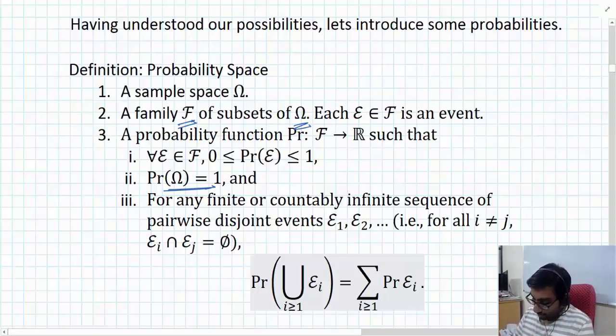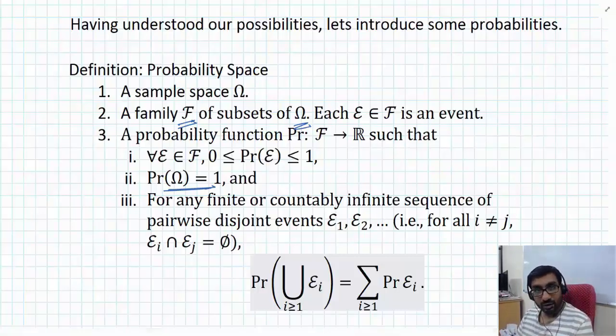So now if we have such a probability function defined on top of a sample space and a set of events, then what we have is what we call a probability space. And the entire probability theory rests on understanding probability spaces. These are very fundamental notions, and everybody must have a clear understanding of this probability space.